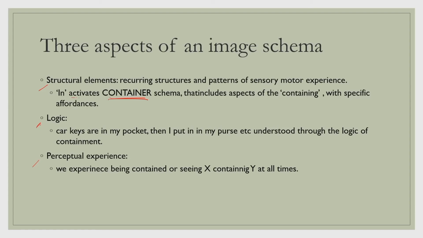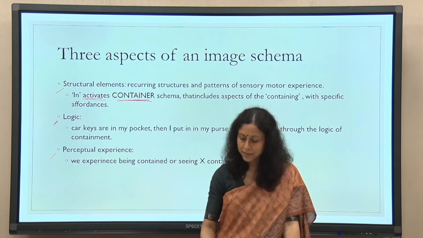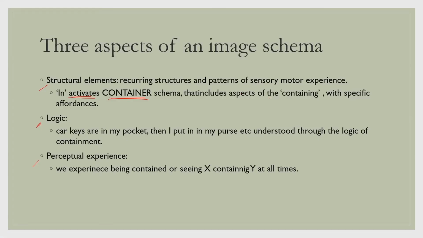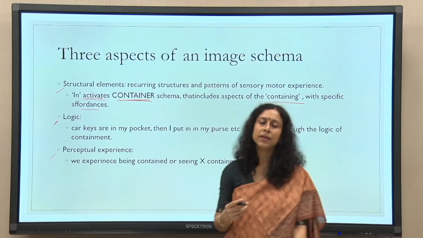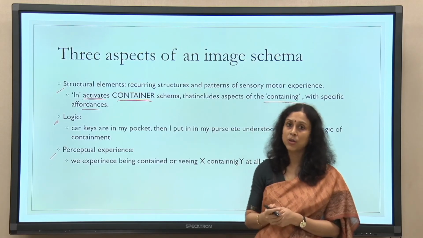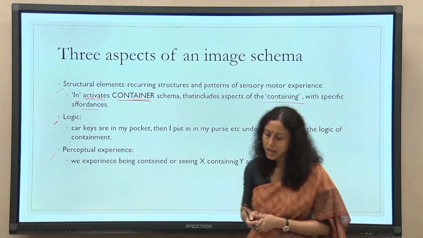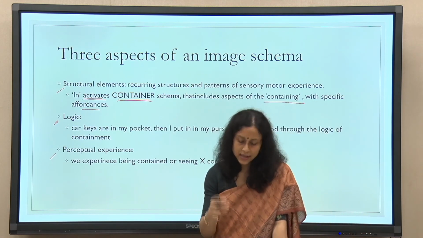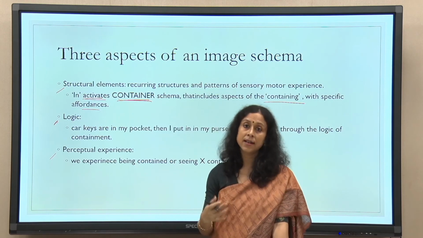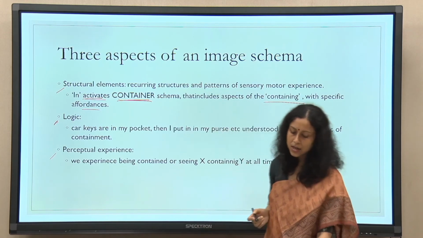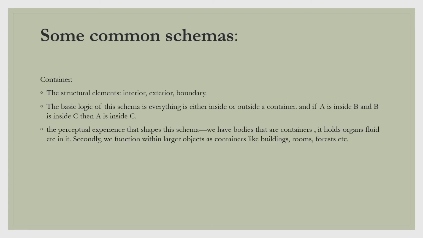So, every time in English language we use the preposition in, we activate the container schema, which includes the aspects of containing with specific affordance. Affordance basically means what are the things that are doable. We talked about affordance before. So, like having a boundary, having an inside and outside and so on and so forth. This is the way we will look at some of the common image schemas.